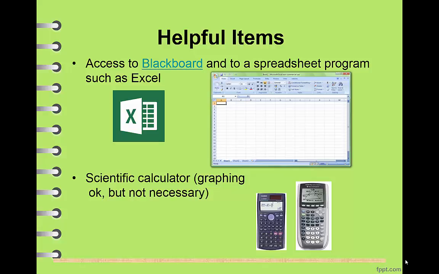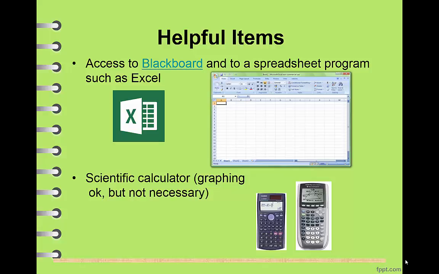But you will find it helpful to, at some point, have access, of course, to Blackboard. You have to have access to Blackboard to be accessing this PowerPoint at the moment, and to a spreadsheet program of some type, such as Microsoft Excel or any other spreadsheet program that has a statistical package that you can do some simple statistics. We will be using that to carry out statistical analyses of data later in the semester.